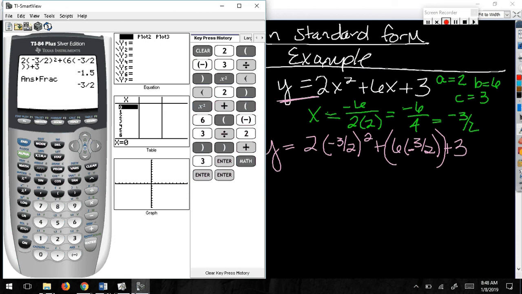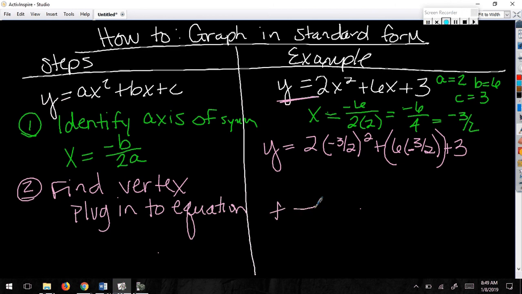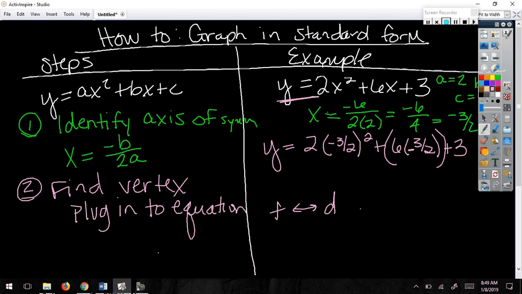Math, enter. You click math until it shows. The scientific calculators will do the same. They have a button that says F to D, which is fraction to decimal or vice versa. It looks kind of like this. That'll take it from a fraction to a decimal.